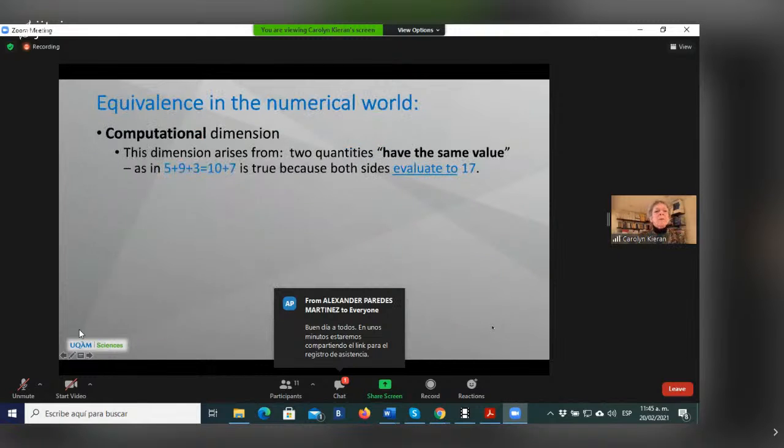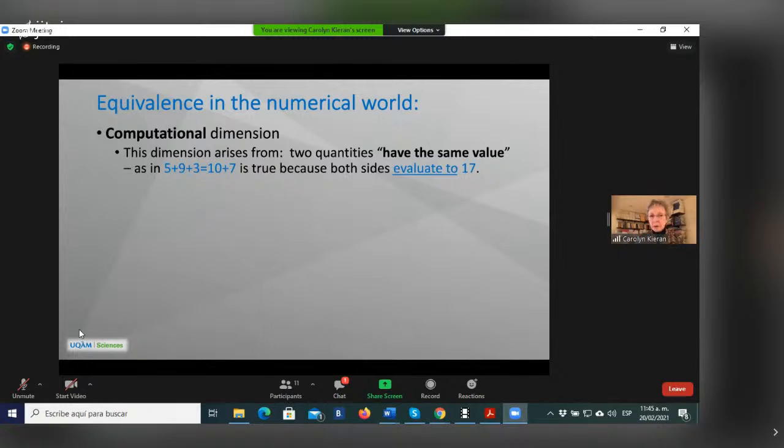Okay. First of all, equivalence in the numerical world. A computational dimension. This dimension arises from the above definition where two quantities have the same value, as in 5 plus 9 plus 3 is equal to 10 plus 7 is true because both sides evaluate to 17.